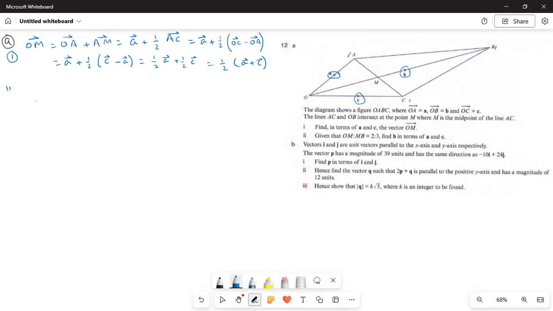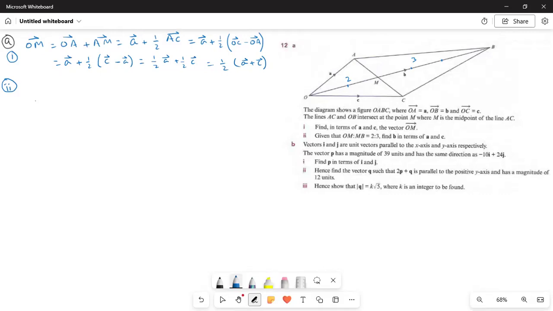Now I will do part 2. Okay, given that OM and MB have a ratio of 2:3, find B in terms of A and C. Okay, this is a little interesting. You see what we're trying to do, the ratio between OM and MB is 2:3. So if I divide this thing in two parts and this thing in three parts, right? So the ratio is 2:3.